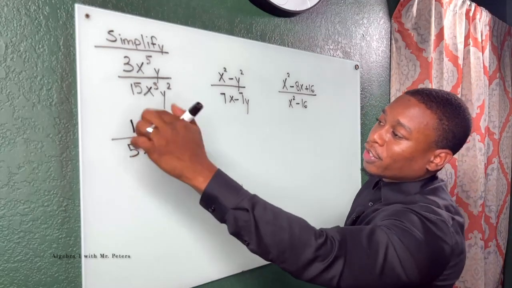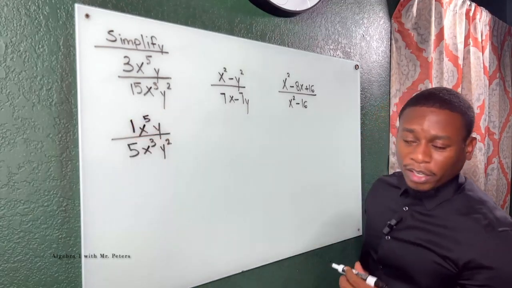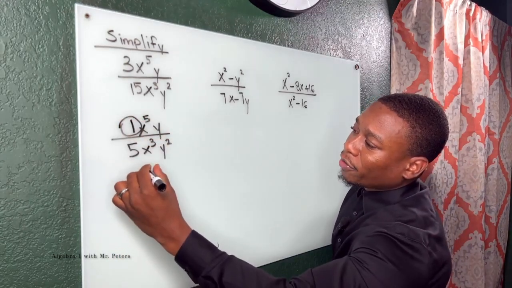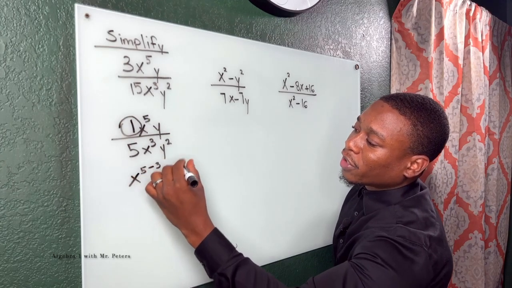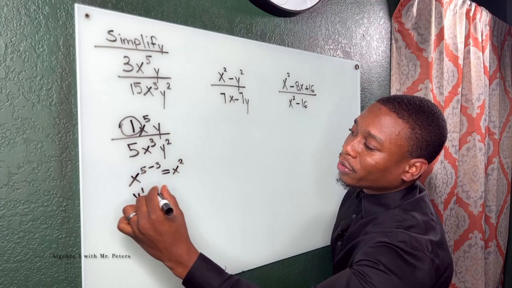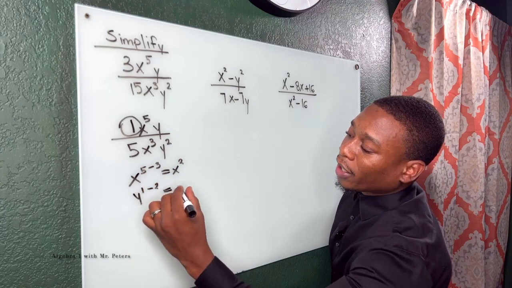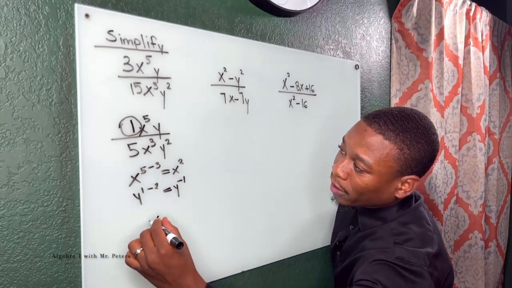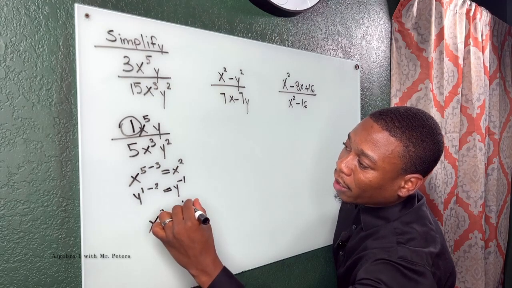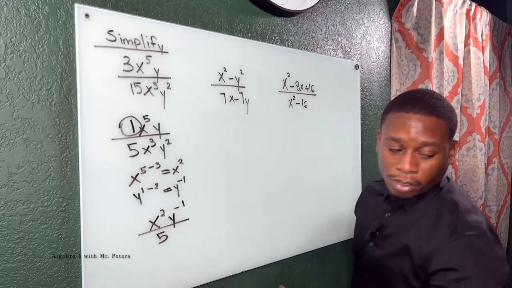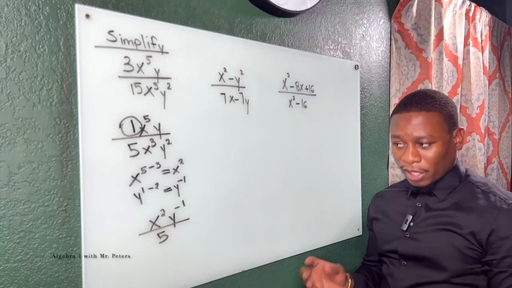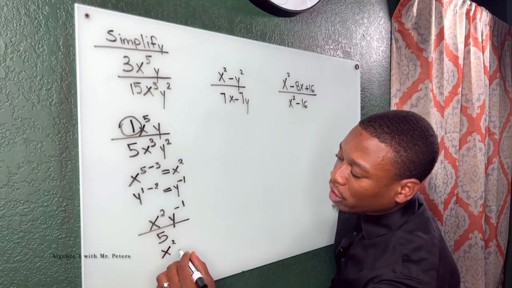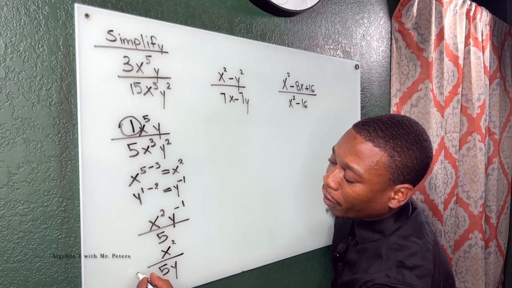So, this is x to the 5th. Once we take care of our exponents, we don't need this one, that's just a placeholder. We're going to do x to the 5th minus x to the 3rd, which gives us x squared. And then when we have y to the 1st minus y squared, that gives us y to the -1. So when I simplify, what I should have is x squared y to the -1 all over 5. We understand that we can't have negative exponents, so we're going to take the reciprocal, and our final answer would be x squared all over 5y.